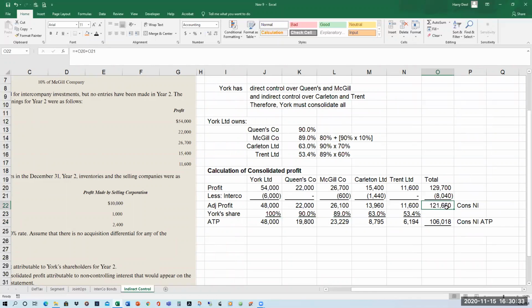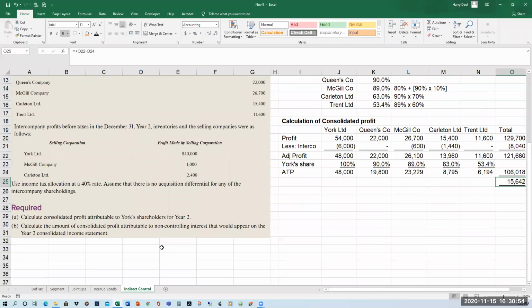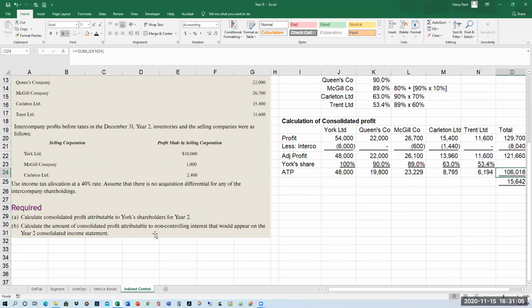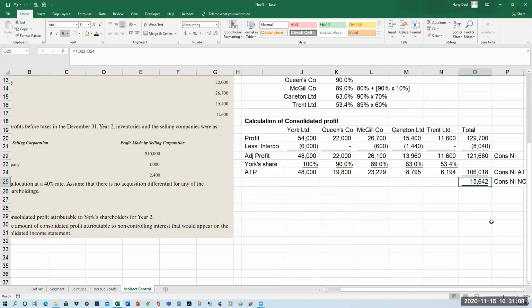Since the consolidated net income total is $121,060, the consolidated net income that belongs to NCI is the difference, $15,642. So that was basically a look at the calculation of consolidated profit attributable to York shareholders, $106,018, and consolidated profit attributable to NCI, $15,642.